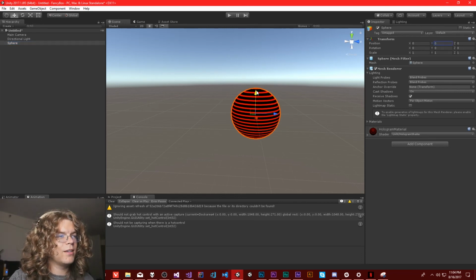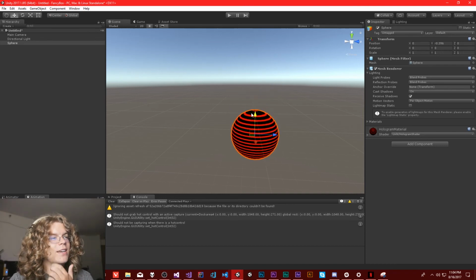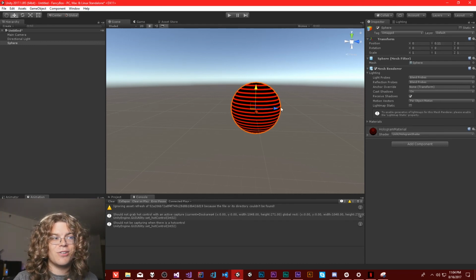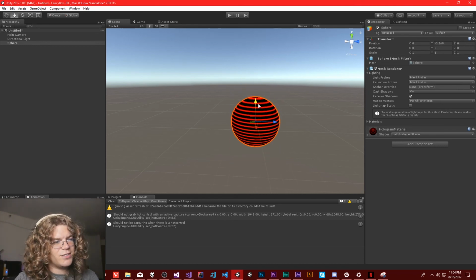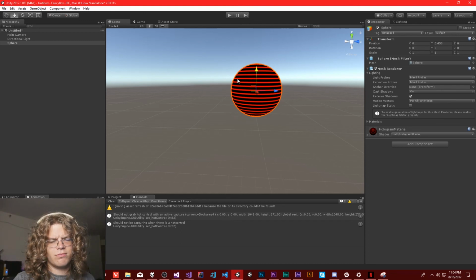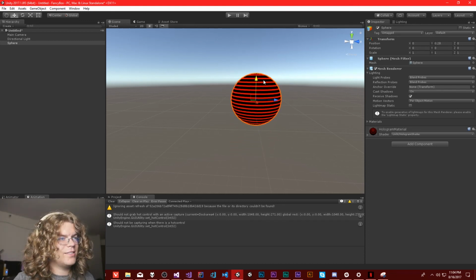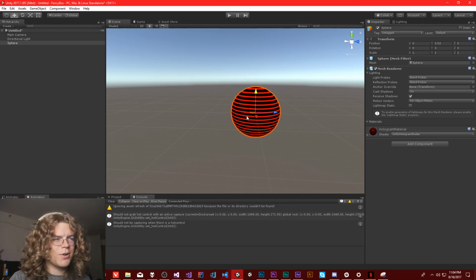So hopefully I can move this now, and you can see everything moves with it. So we now have a moving hologram thing. It's super basic. It's just lines, but you can see where we're going with this.